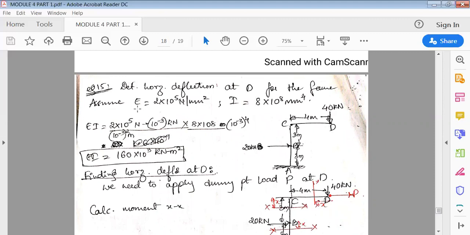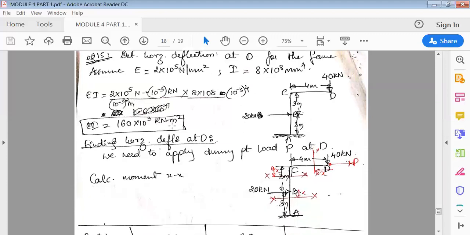Okay, so first we'll take this EI value. First convert EI, write the value. It is in Newton, convert it to kilonewton, so 10 to the power minus 3, divided by mm square. So mm to meter, 10 to the power minus 3 square, into the next I value, 8 into 10 to the power 8, into, again, mm to meter is 10 to the power minus 3 to 4. So EI is equal to this value.